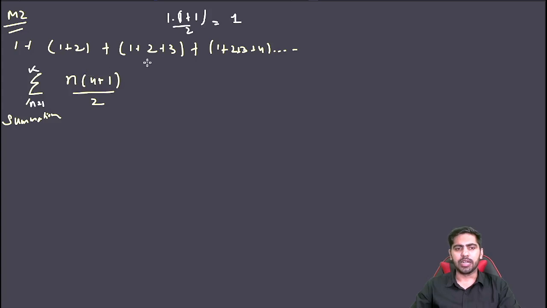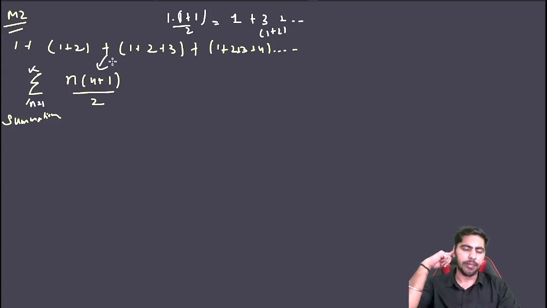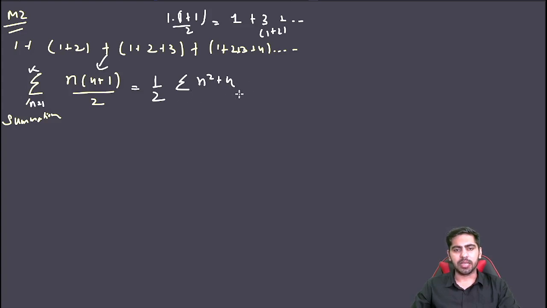If I put 2 here, then I'll get 3, which is 1 plus 3, and 1 plus 3 can be written as 1 plus 2, and so on and so forth. So this equation is sigma of this, right? Now if I take out 1 by 2 common here, sigma is distributive in nature, so if I expand this, I can write it as n square plus n. So this is basically same as saying half of sigma n square plus sigma n, right? And this is what I'm supposed to find.